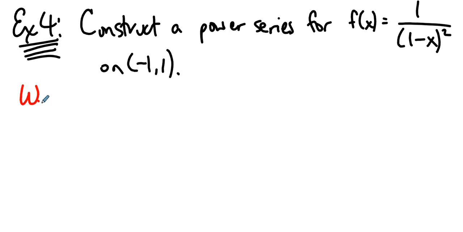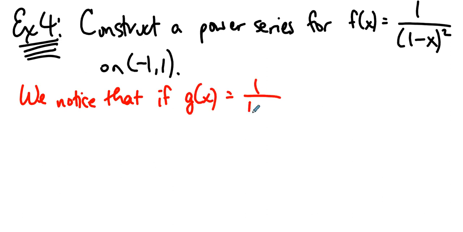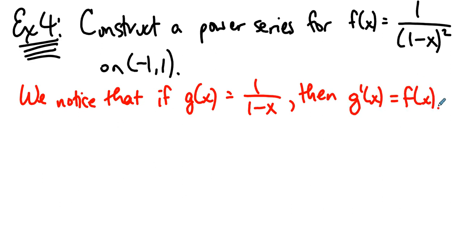Here's what we notice. If g of x is 1 over 1 minus x, which is the thing that we know about, then g prime of x is f of x. Go ahead, think about it. Take the derivative of 1 over 1 minus x. Okay, so you agree. The derivative of this is that.